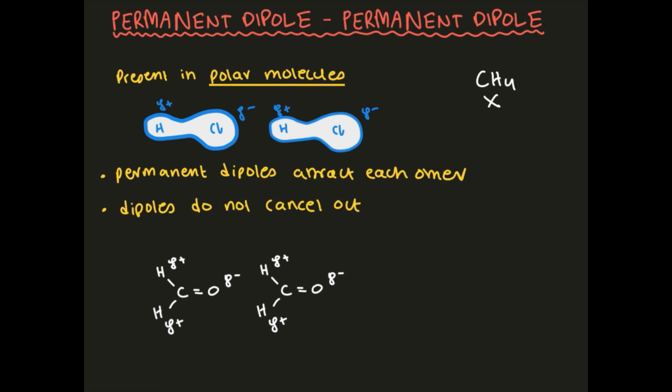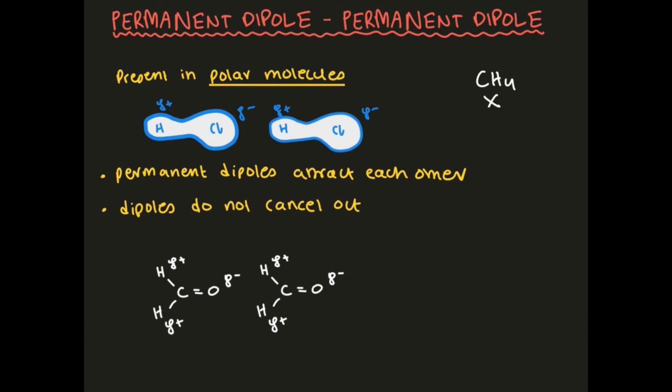So the example that we're going to be looking at for this video is going to be HCl. So in this case, chlorine is more electronegative than hydrogen, so it's going to have a partial negative charge, and hydrogen will have a partial positive charge. Unlike the molecules in Id-Id forces, these dipoles are permanent, which means that hydrogen will always have a partial positive charge and chlorine will always have a partial negative charge. Now these dipoles are going to attract each other, which means that this partial negative and this partial positive will attract each other, and this is going to result in the intermolecular force, which is PD forces. And these dipoles would not cancel out.